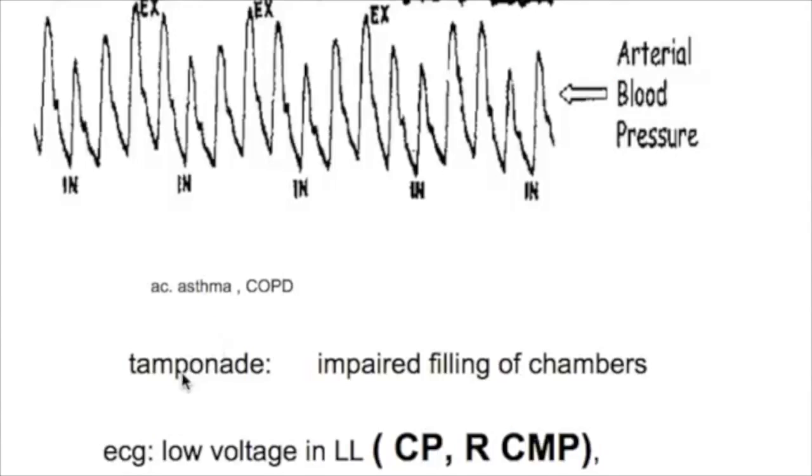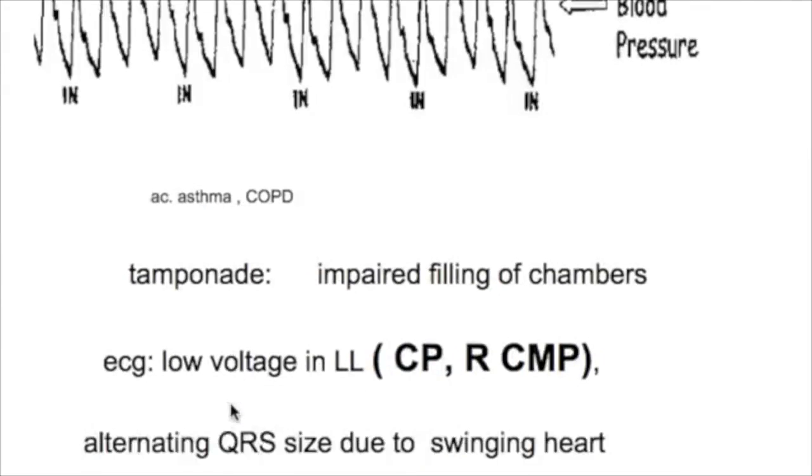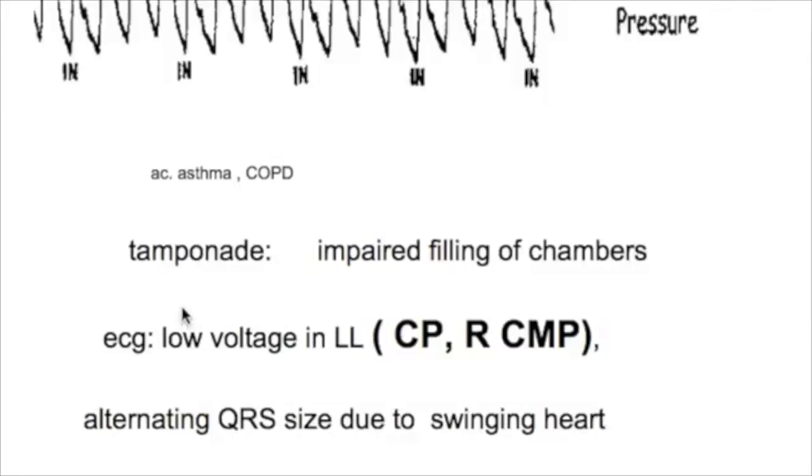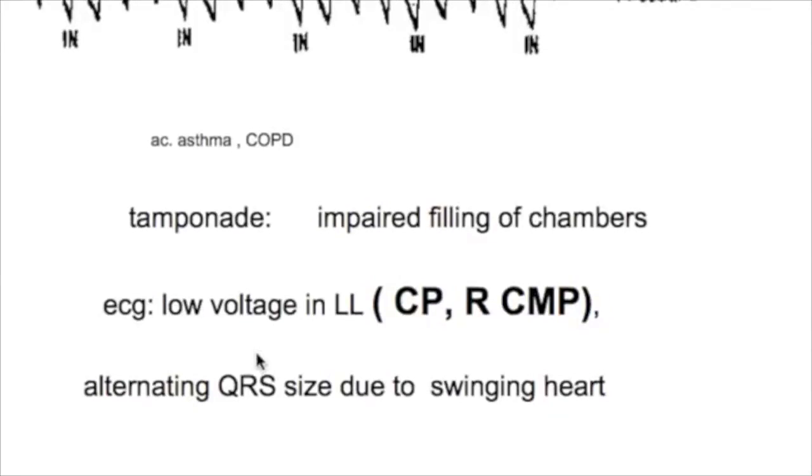So what happens in cardiac tamponade? In cardiac tamponade, there is impaired filling of the chambers because fluid accumulates in the pericardial cavity. How is the ECG in cardiac tamponade? It has a low voltage ECG in limb leads.